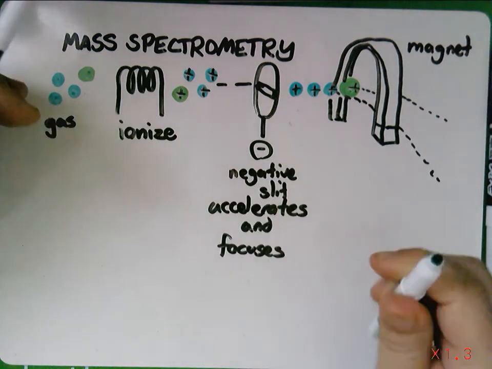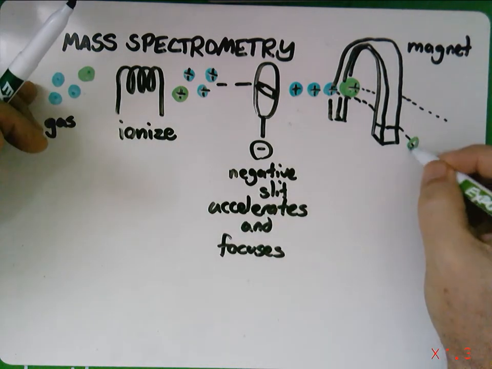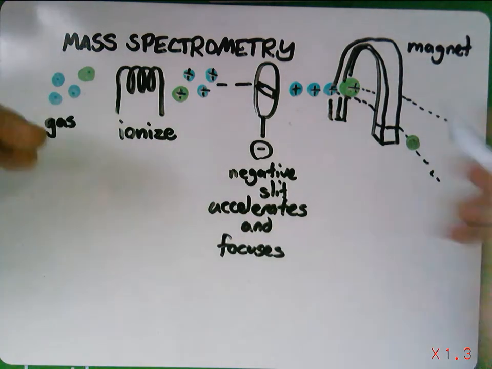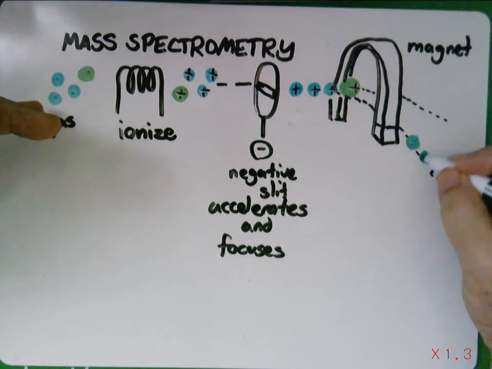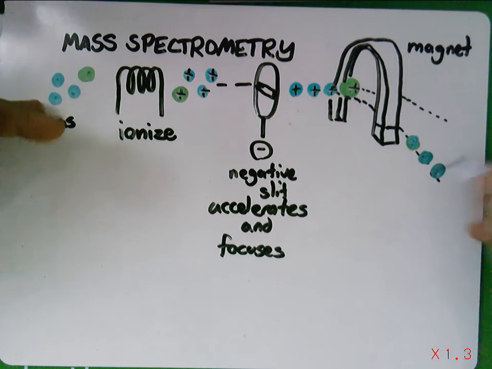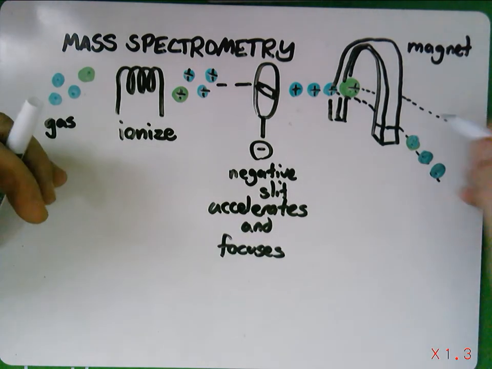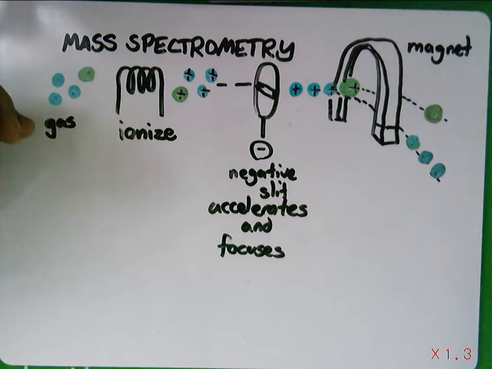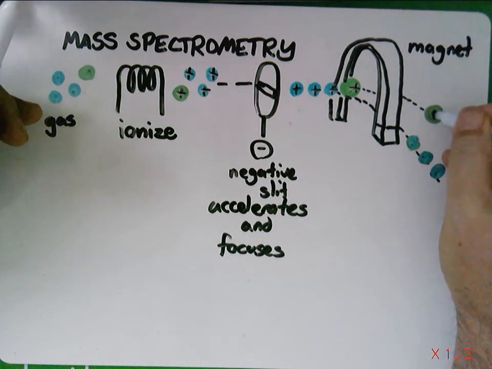So let me put the right ones on. These light ones are going to go down here, and this heavy one is going to go up here. So the magnet effectively is separating ions of different masses.